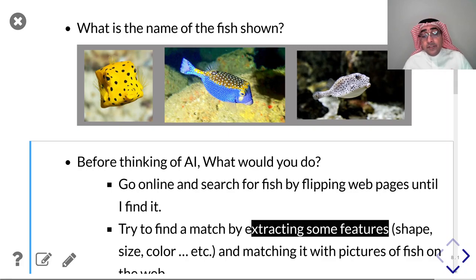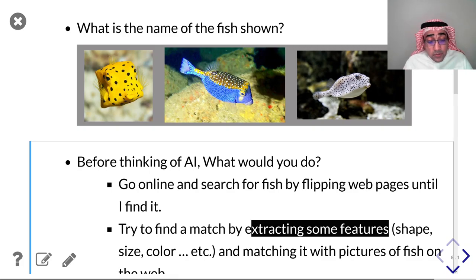All of these features that I'm extracting right now are bad features. A bad feature would be it has a single color. That's a very bad feature because the picture in the middle shows you that it might be multiple colors. So you have to extract features carefully. Another bad feature would be it lives near rocks. I don't know, but I can see rocks over here, so that might be a bad feature.